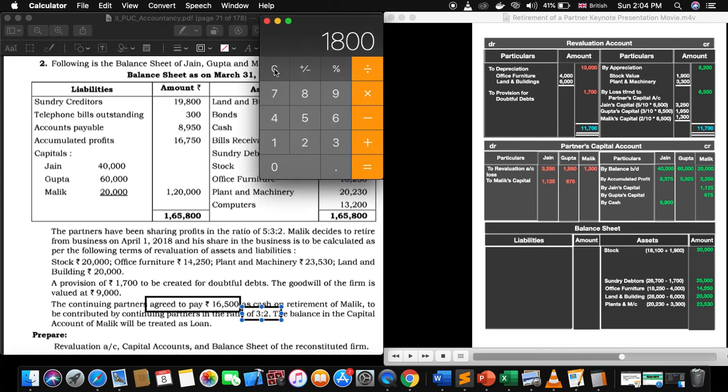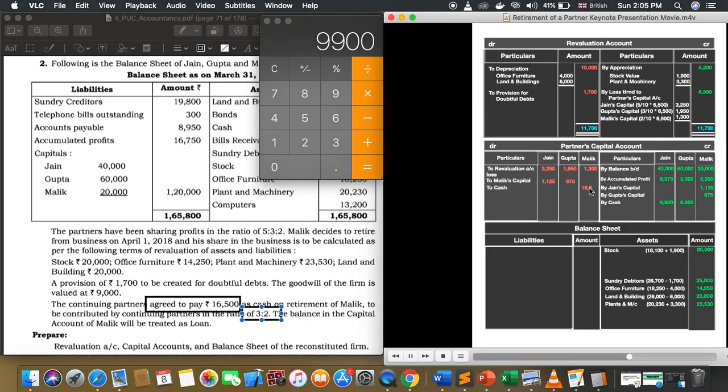So we'll take 3 divided by 5 into 16,500. So Jane has to pay 9,900, which is here. Okay. And 6,600 Gupta will pay. Together, that amount will be debited to Malik's account, 16,500, because he's already been paid.